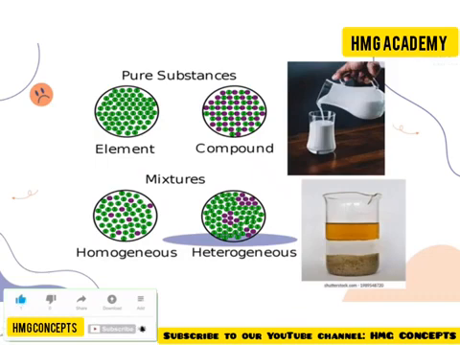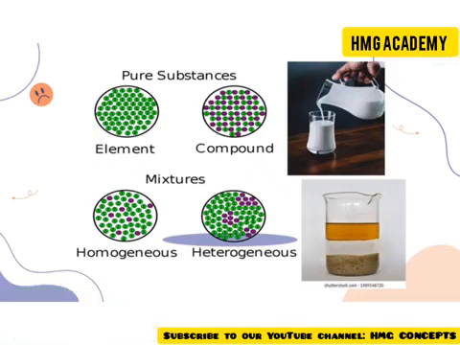Mixtures can be homogeneous or heterogeneous. Homogeneous simply means the mixtures mix so smoothly that you don't even see the separate particles. A good example is when you have milk in water. The milk will mix with the water so finely that it will be homogeneous. You will not see the separate particles of the milk.